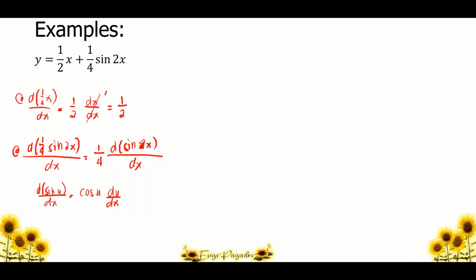Since u is the variable here, let us assign a value for u from this function. Let u be equal to 2x. Then, your du over dx will be equal to 2 since the derivative of 2x is equal to 2. So, we can now substitute these values in our derivation of sine 2x.